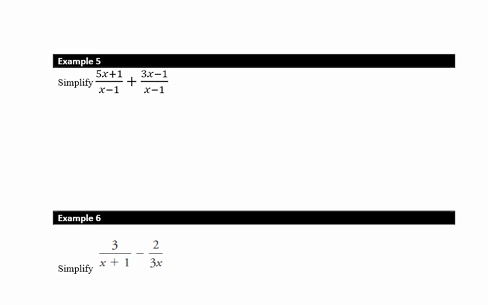Now, addition and subtraction. When we add fractions, what do you need? You need a common denominator. So this would be 3 out of 6 plus 2 out of 6.